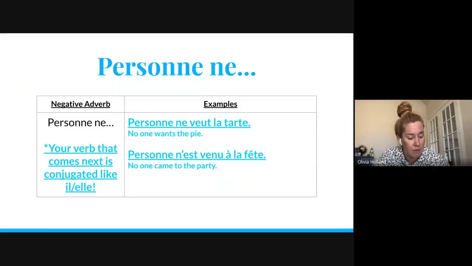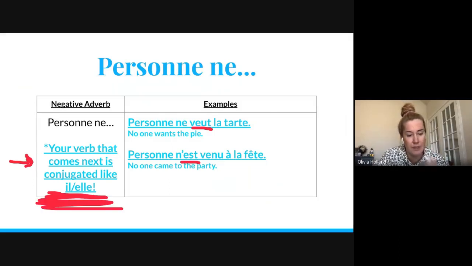The second thing is that when you have a subject like this, your verb is going to be conjugated like the el form, okay? That's very important to note. It's the same in English. No one is coming. Well, "is" is the conjugated form of the he, she, it.